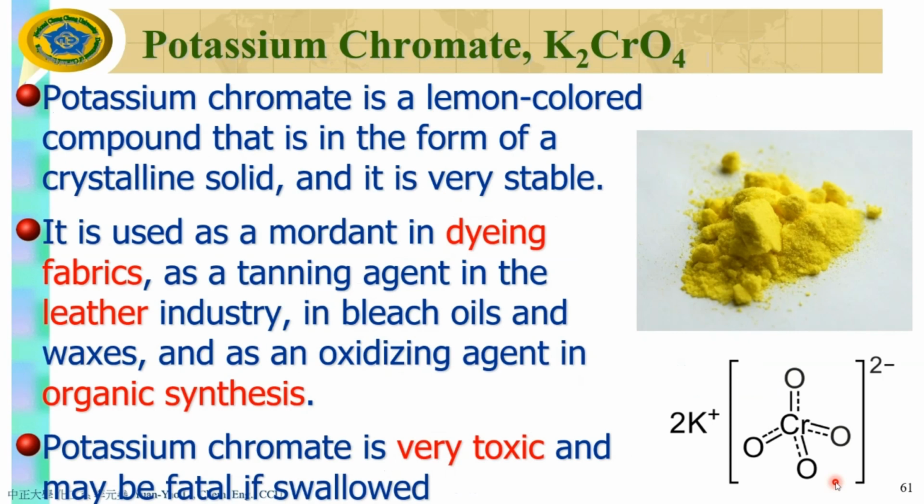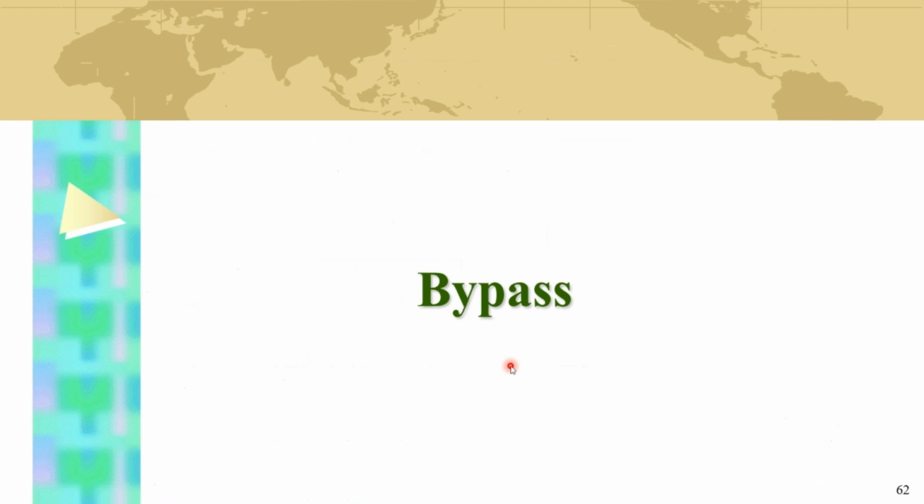Right, so why do we need potassium chromate? As you can see, it looks like a yellow color, right? So if you want to have your clothes in a yellow color, you can use this chemical. Or it is also used for some organic synthesis. Okay, it's very toxic, so you cannot discharge this to the water, to the river. No, this is against the law. Okay, so this is an example I want to show you.